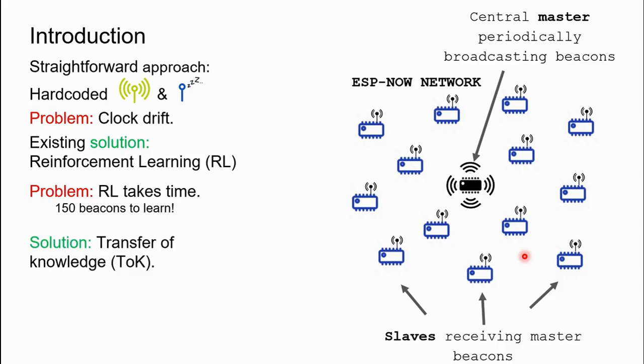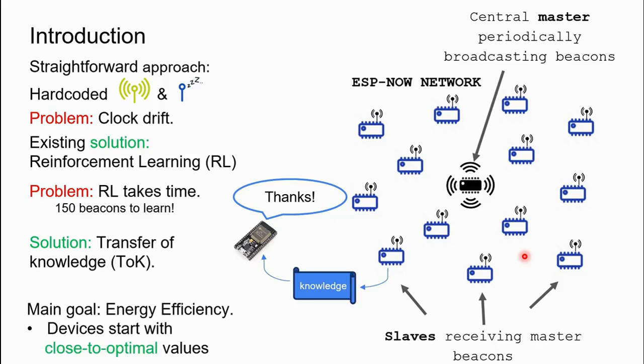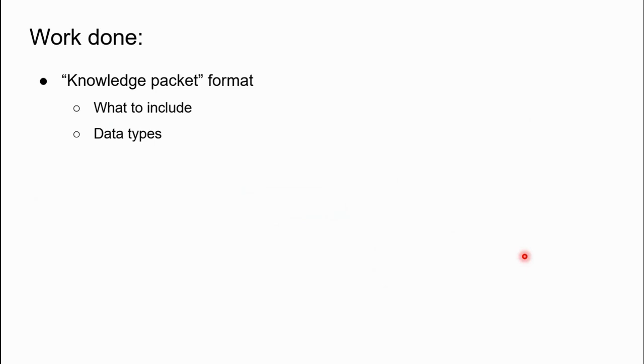We propose that this can be solved by incorporating what we call transfer of knowledge. So when a new device joins the system, it can ask for knowledge, and the experienced devices who have already figured out their optimal sleep times and optimal radio times can share their knowledge. So the newly coming devices don't have to learn from scratch. And I want to emphasize that our main goal here is energy efficiency. Our hypothesis was that if we have these devices start with already close to optimal sleep time and radio on time values that they have received from experienced neighbors, this would improve their energy efficiency because they will be sleeping more. Now I'm going to talk about the work we've done.